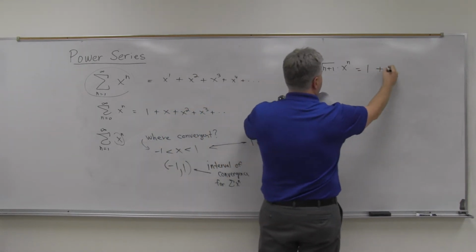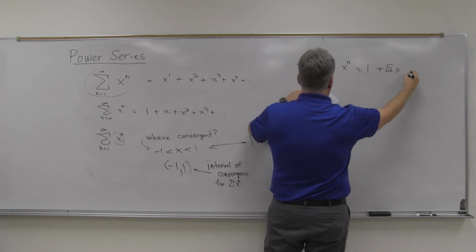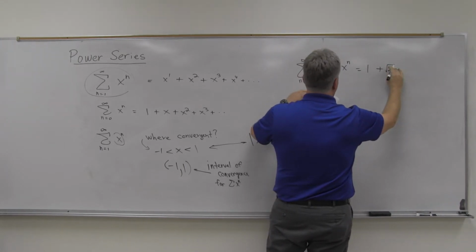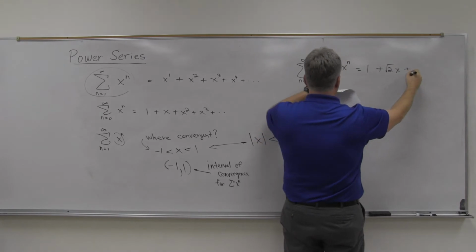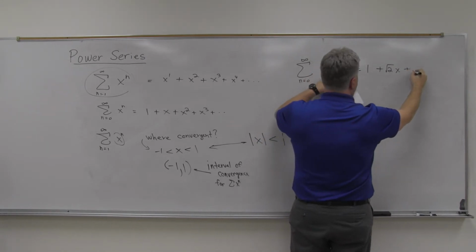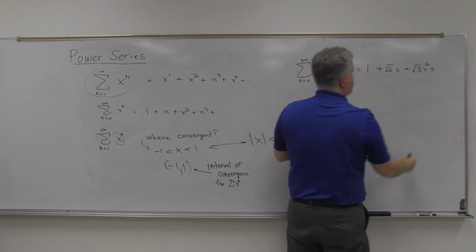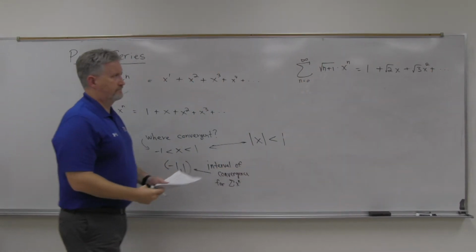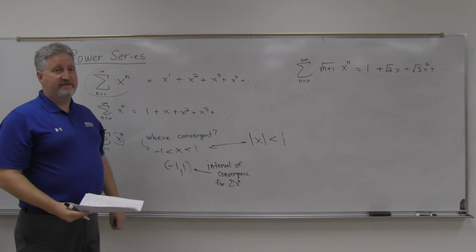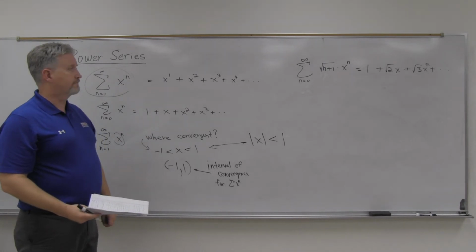Then we'd have the square root of 2 times x to the first. Then n equals 2, we'd have the square root of 3 times x squared. So, again, it's just an infinite polynomial that we're talking about there.